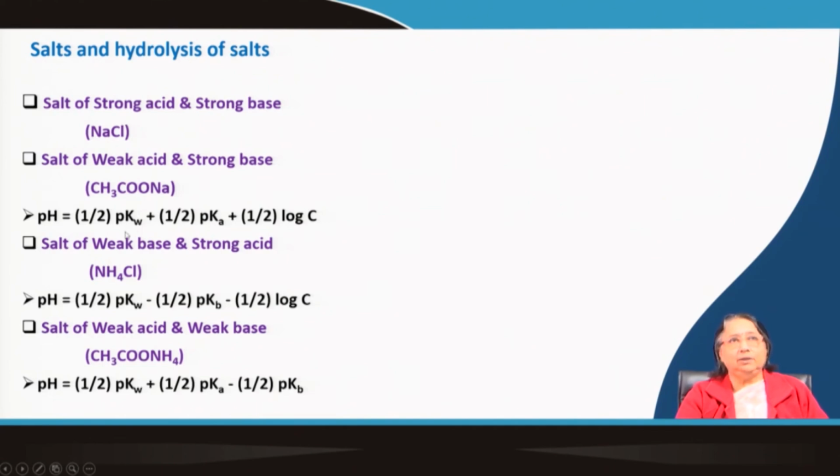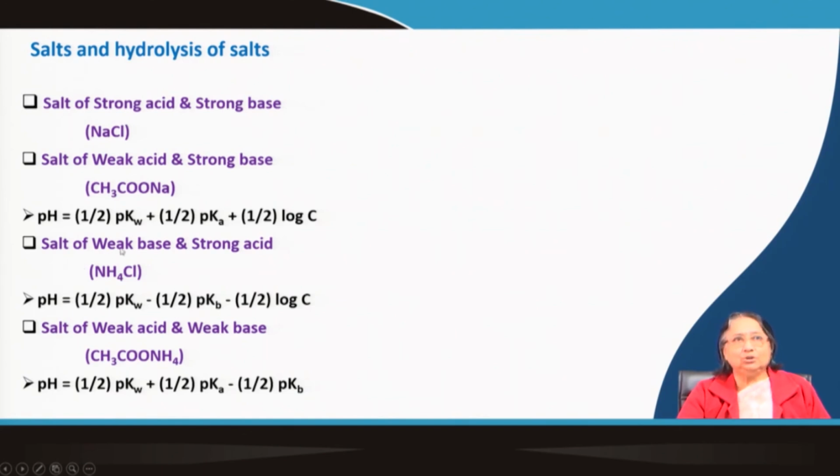I already told you what pKw is and what the value of pKw is at 25 degrees centigrade, plus half pKa plus half log C. What is C? C is the concentration of the salt, and pKa is used because it is the weak acid. So you have to consider the K value and the pK value of that acid. So pH you can easily calculate using this formula.